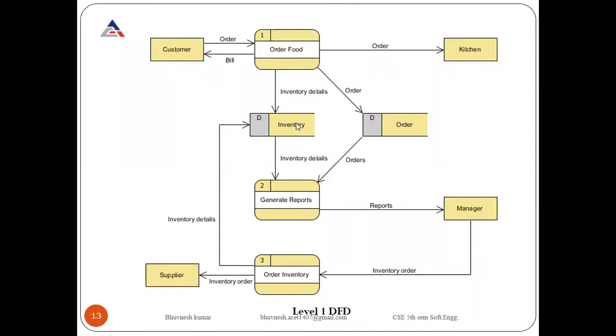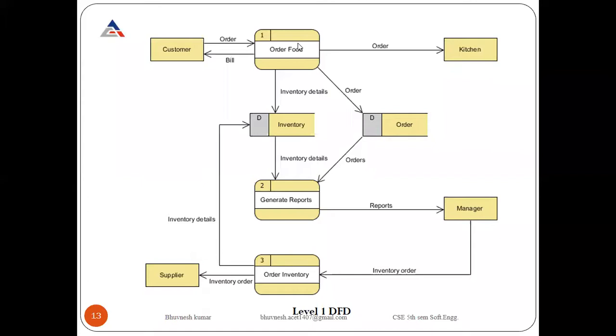Inventory information is stored in your inventory database. Order information is stored in an order store, and after inventory there is a generate report process. That is your second process. After that, the report is handled by your manager, and the manager will order that inventory from the supplier. Then the supplier will deliver that product to the customer. This is your level 1.